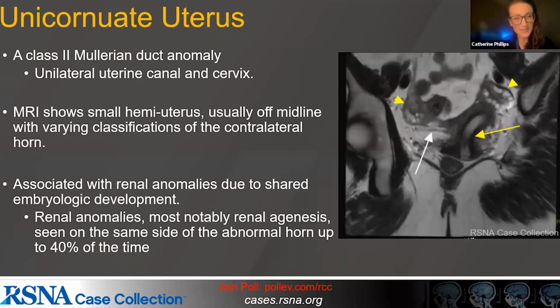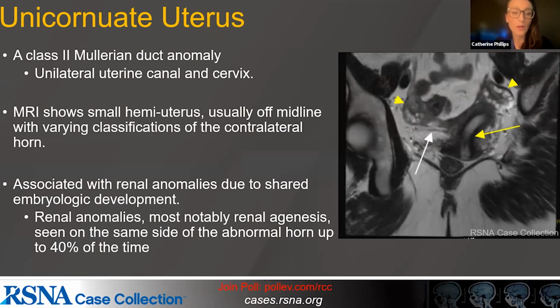Next slide, please. So this is a class 2 Müllerian duct anomaly, which is marked by a unilateral uterine canal as well as a single cervix. The MRI, as we see here, shows a small hemiuterus, which is usually deviated to the side of the original Müllerian duct off midline. And there are varying classifications of the contralateral horn from present to completely absent.